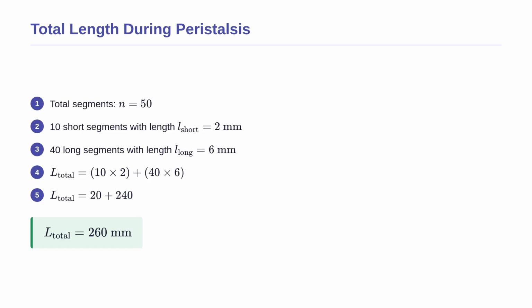Let us apply this to a small annelid worm with exactly 50 segments. During peristalsis, let us say the first 10 segments are contracted longitudinally, making them short and fat at 2 millimeters each. The remaining 40 segments are contracted circularly, making them long and thin at 6 millimeters each. We substitute these values into our equation. Multiplying the short segments gives us 20 millimeters, and the long segments give us 240 millimeters. Adding them together, the total body length at this exact moment is 260 millimeters.